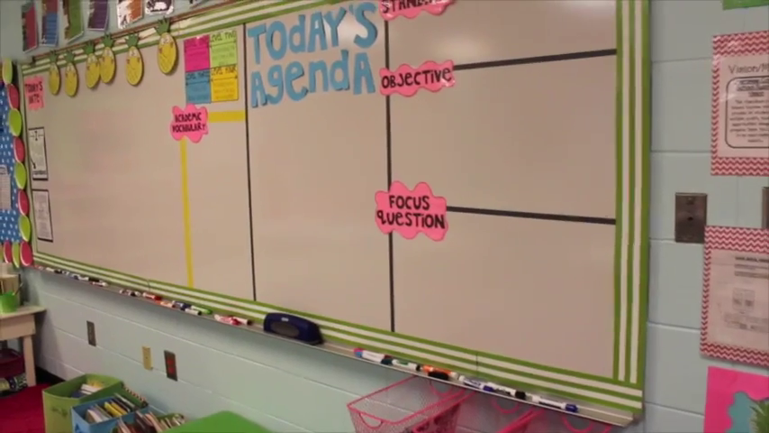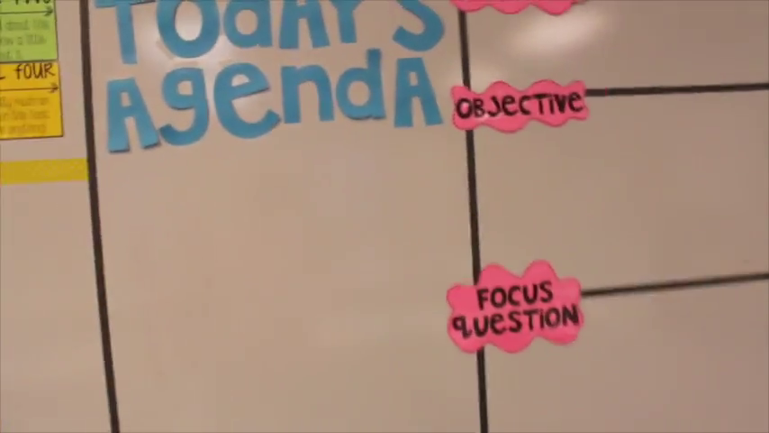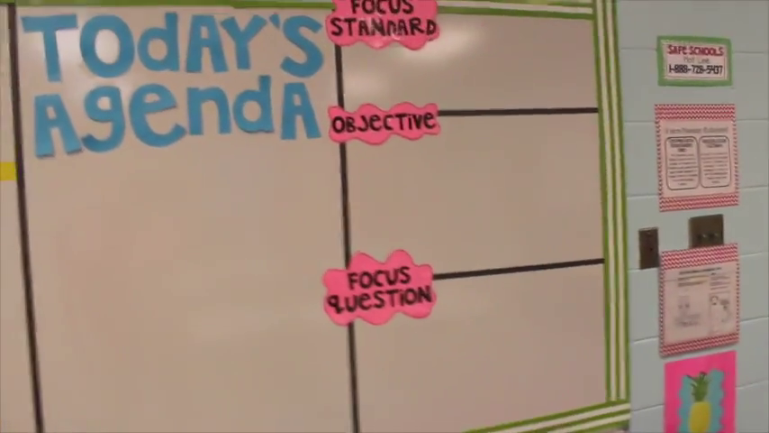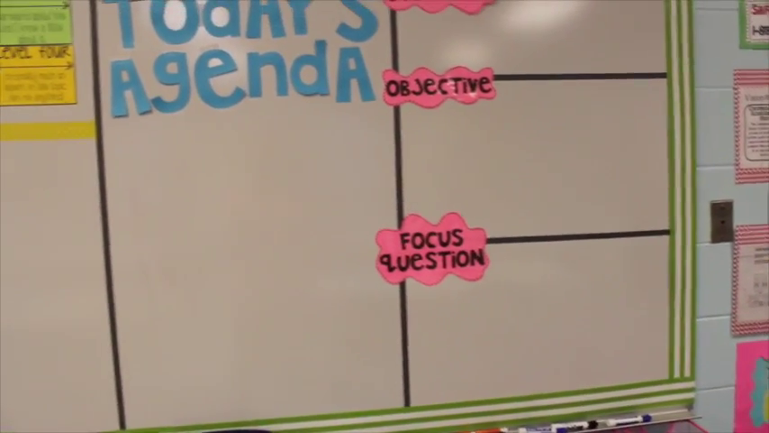So we'll start to the right, and then I will talk about each little section of the room. So this is my whiteboard. The main part of this is today's agenda, and then the 3 boxes, the focus standard, the objective, and the focus question. This is how we start off each class.